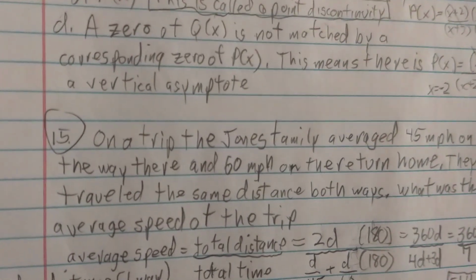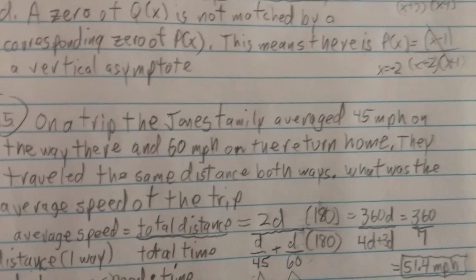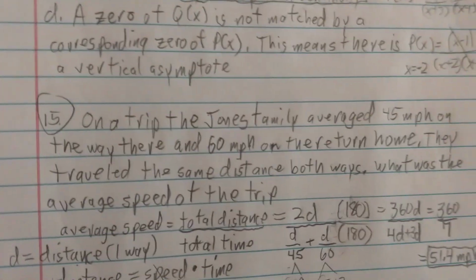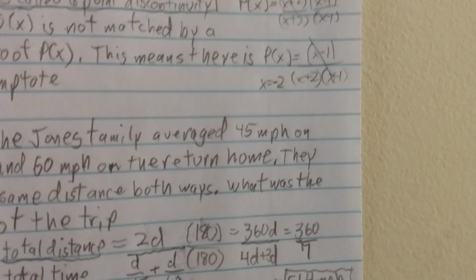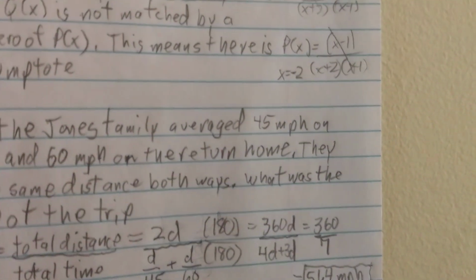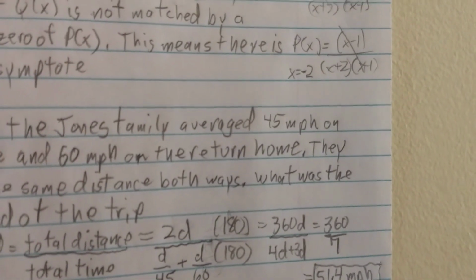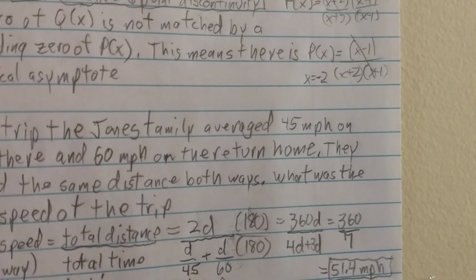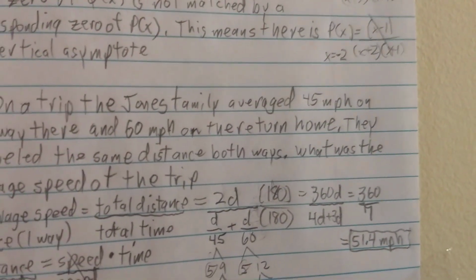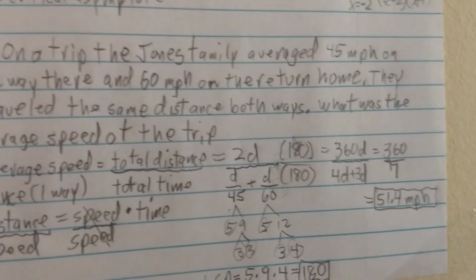Now for d, it says the 0 of q of x is not matched by a corresponding 0 of p of x. This means there is a vertical asymptote, or an unmatched factor on the bottom. So like if it was x minus 1 over x plus 2 times x minus 1, the x minus 1s would cancel, and you'd be left with an asymptote of x equals negative 2.